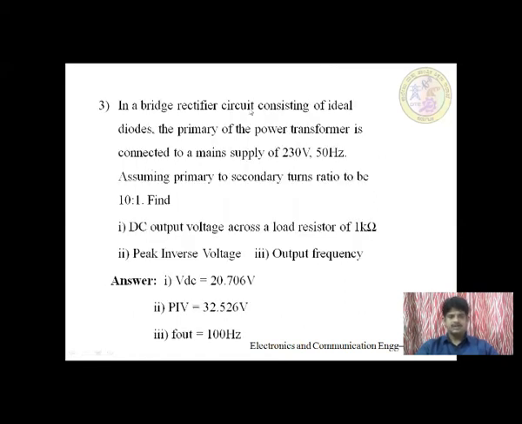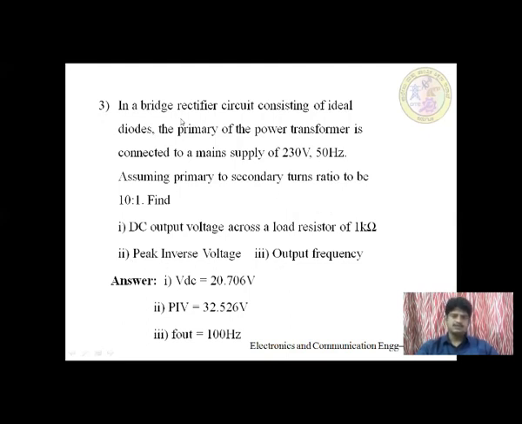In a bridge rectifier circuit consisting of ideal diodes, the primary of the power transformer is connected to a mains supply of 230 volt, 50 Hertz, assuming primary to secondary turns ratio to be 10:1. Find the DC output voltage across a load resistor of 1 kilo ohm. Second, peak inverse voltage. Third one is the output frequency.